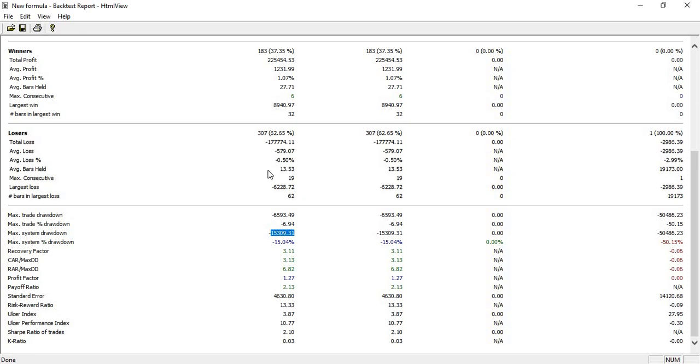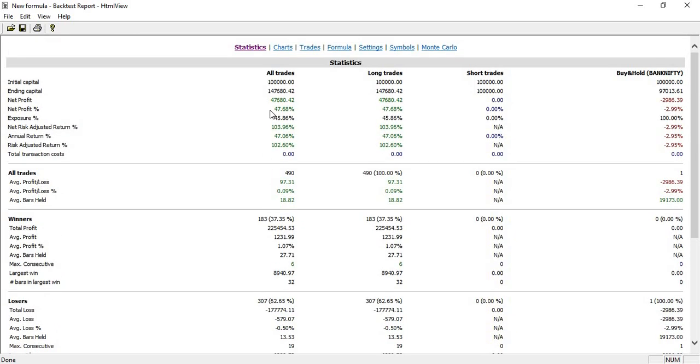So these are all the parameters that you need to focus on while analyzing the trades. So this is for all the trades. For long side, you have a separate report. For short side, you have a separate report. Since we don't have any short side trades for this strategy, it's all empty. But you can look at the long side trades.